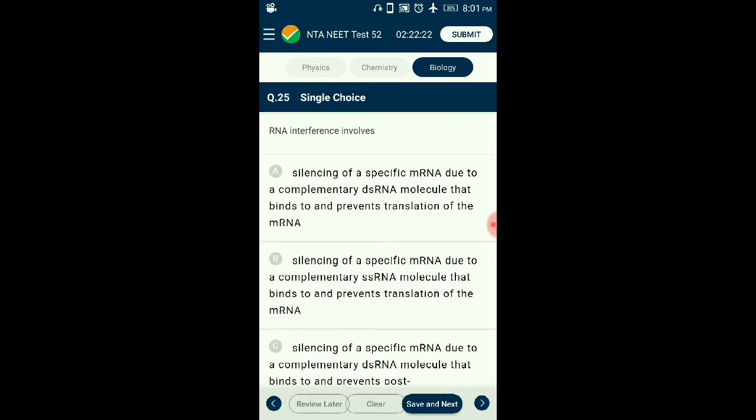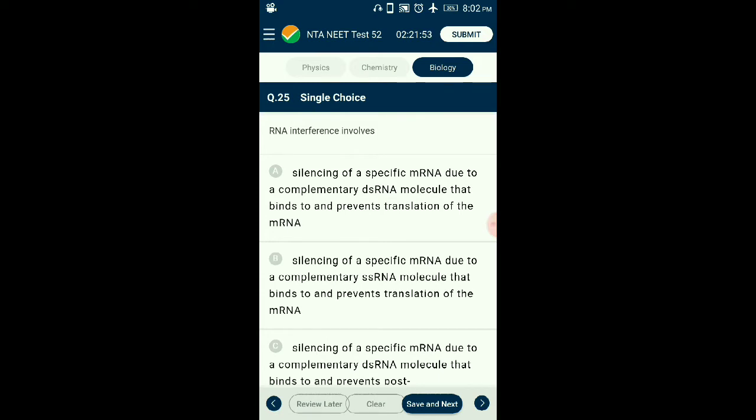Question number 25. RNA interference involves. RNA interference, generally called RNAi, takes place in all eukaryotic organisms as a method of cellular defense. This method involves the silencing of specific mRNA due to a complementary double-stranded RNA molecule that binds to and prevents translation of the mRNA. Silencing.